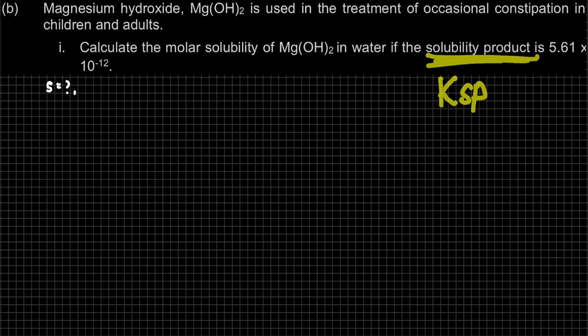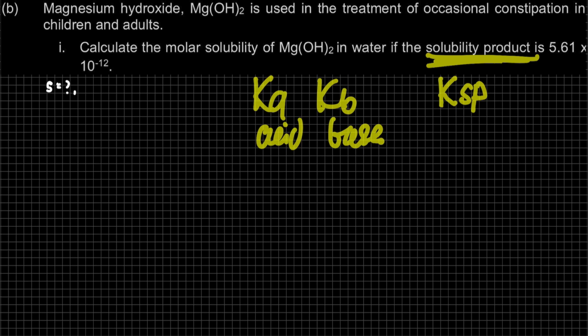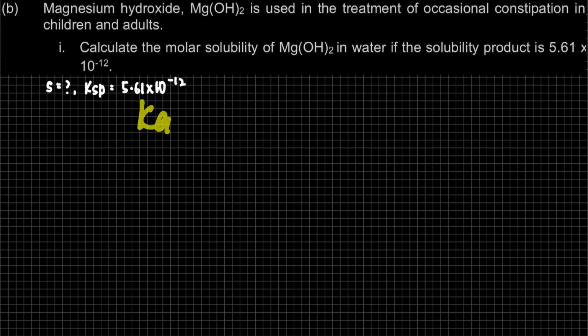For chapter 7, we have Ka and Kb. A stands for acid, B stands for base. Usually the question will state this is Ka, this is Kb. But for Ksp, it usually mentions it is the solubility product, so you have to know that is your Ksp. So the information we have is our Ksp, the same as Ka and Kb. Our Ksp does not have any unit. Since the question mentions molar solubility, it is the same as molarity. The unit will be molar or mole per liter.